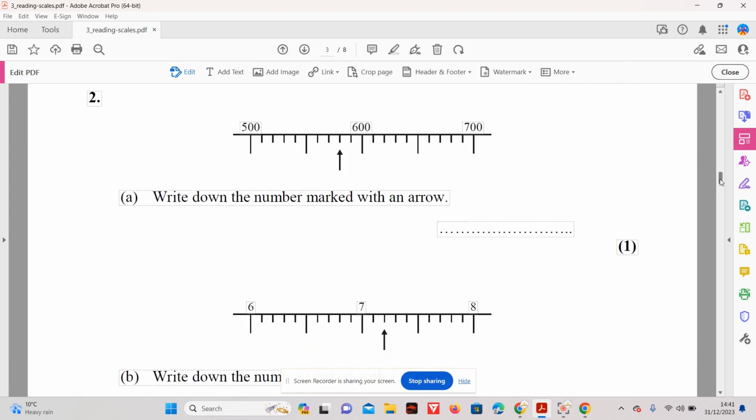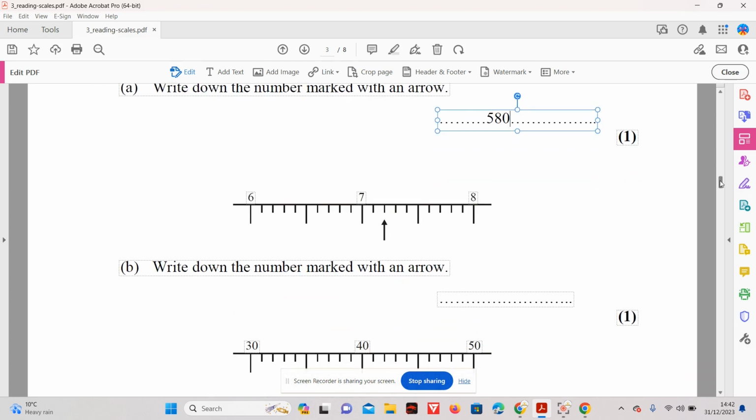Next question, we've got write down the number marked with an arrow. So we've got 500, 600, 700. The gap between 500 and 600 again is 10. We know this as well because, forgot to say this in the last one, there's a big thing in the middle, and this represents the middle. So the number between 500 and 600 is actually 550, so you can use that to help you. So therefore, we know this is going up in tens. So we've got 500, 510, 520, 530, 540, 550, 560, 570, 580. So the number marked by the arrow is 580.